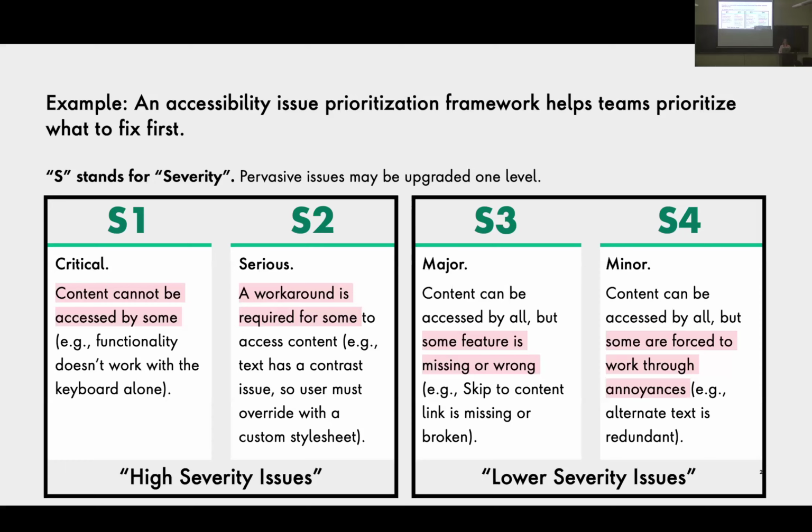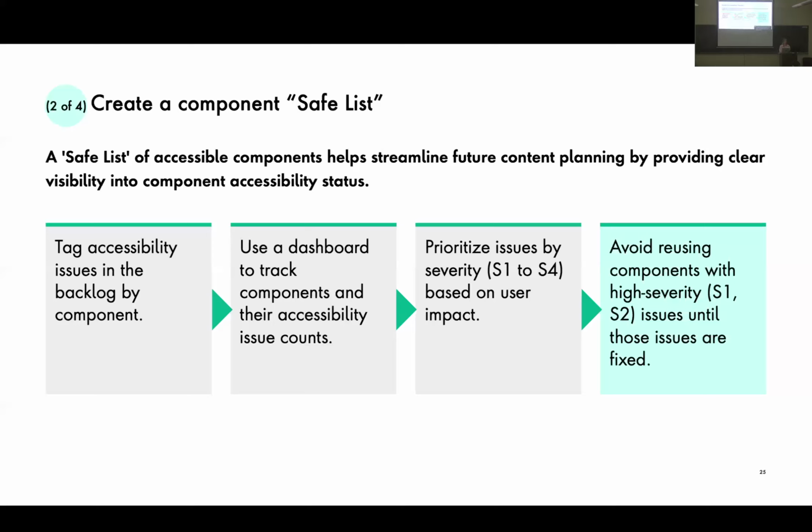Okay, so getting back to your audit results. You need to prioritize your issues and map them to affected components to create that component safe list that I'm talking about. All right, so what's a component safe list? It's essentially a dashboard that's connected to your defect tracking system, and most issue tracking systems have the ability to create a dashboard. We use Jira a lot at Sapient.